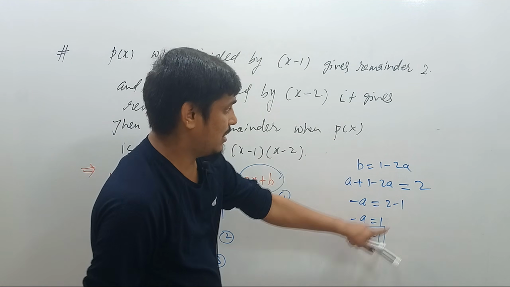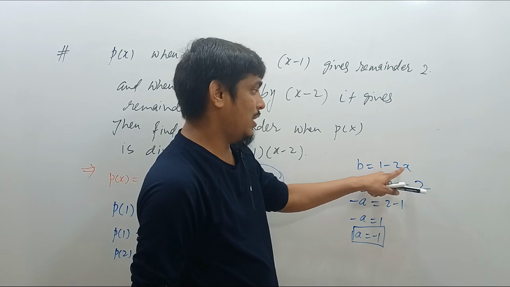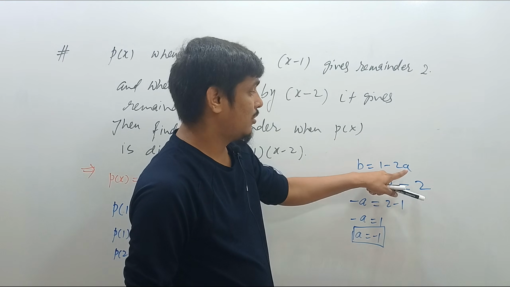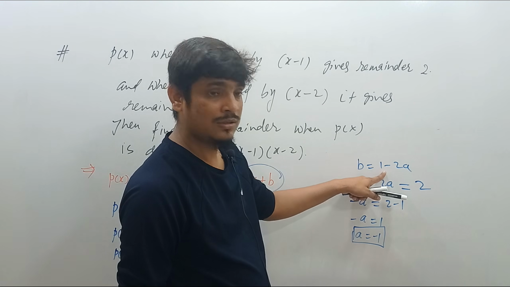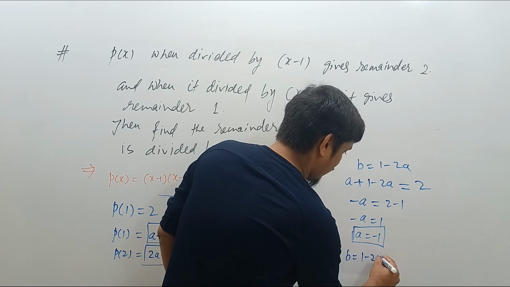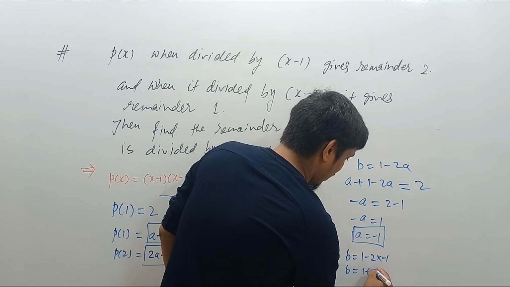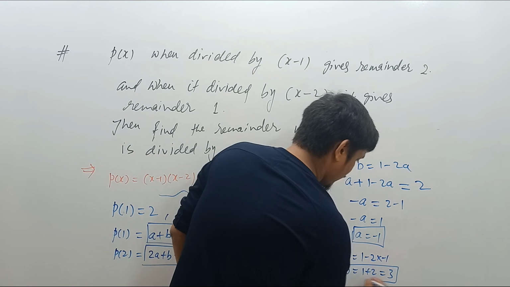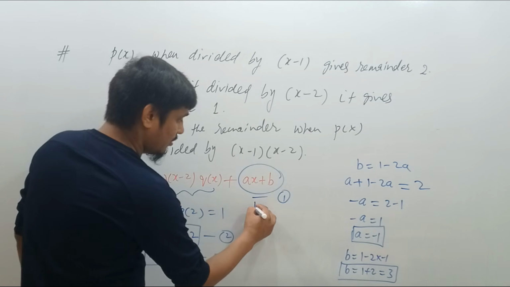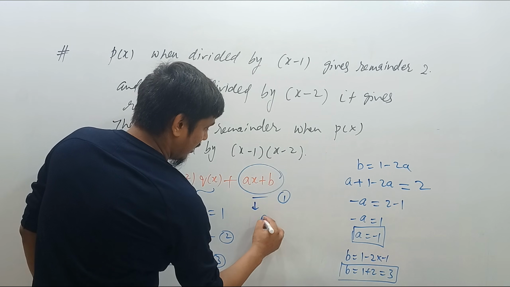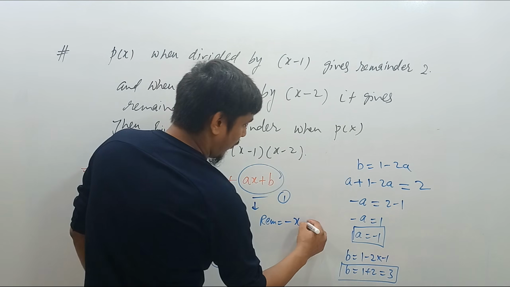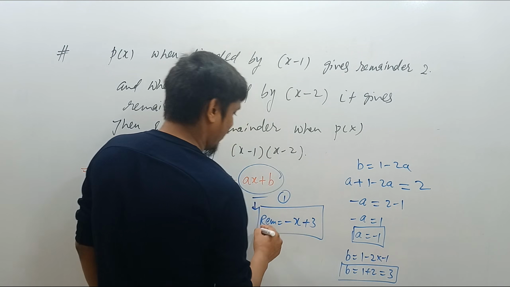When a is minus 1, substitute in b is equal to 1 minus 2 times (minus 1): minus 1 times 2 is minus 2, and minus minus becomes plus, so b is equal to 1 plus 2, which is equal to 3. So we got the value of b as well as a. It means the remainder is: a is negative 1, so negative 1 times x, means negative x, plus b, which is 3. So the remainder is negative x plus 3.